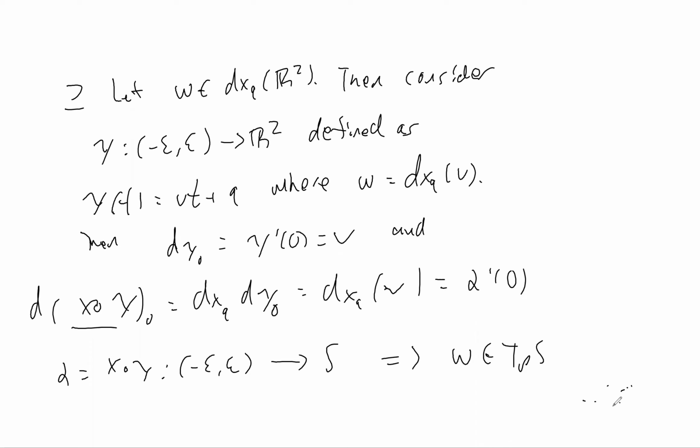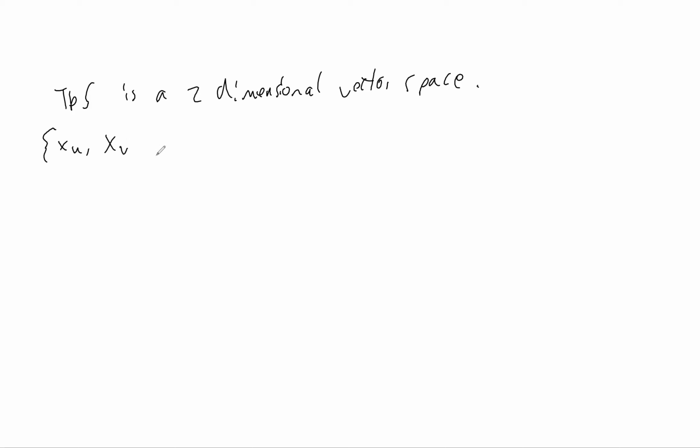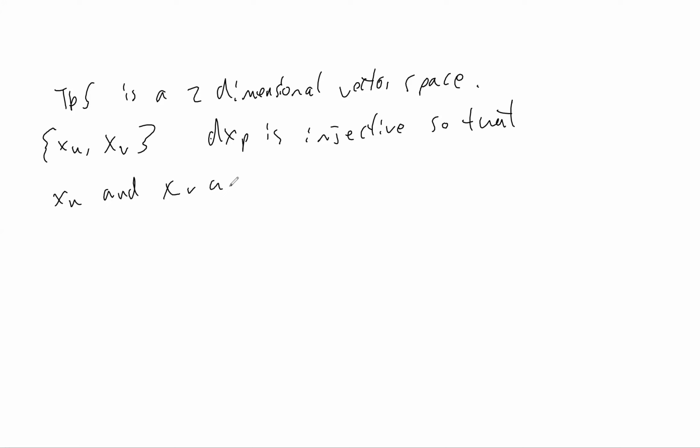All right, so anyway, what we end up seeing is that the tangent plane at a specific point is two-dimensional. Okay, so why is this important? This is important because now we can actually define a basis on it. And that particular basis is going to end up being the partials x_u and x_v, where x is some parameterization of a surface, right? Or the parameterization at a particular point of the surface. And the reason that we can show that this is definitely a basis is because of the condition that dx_p is injective. So that x_u and x_v are linearly independent.